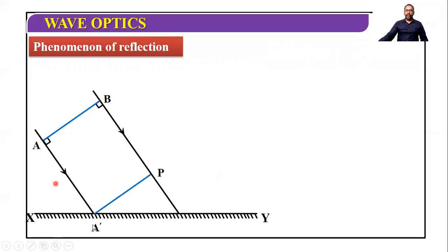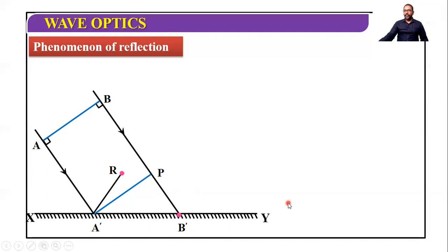Now initially this point A reached the mirror, but this point P has still not reached the mirror. Now here we can say that this point A reached A dash, and at that time the point P reached the new position B dash. If I consider the time to reach from P to B dash is T, then this distance P to B dash is CT.